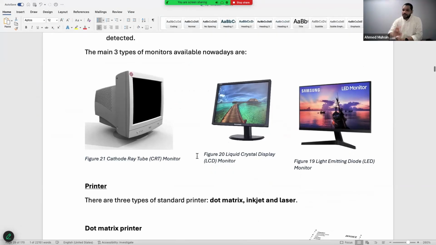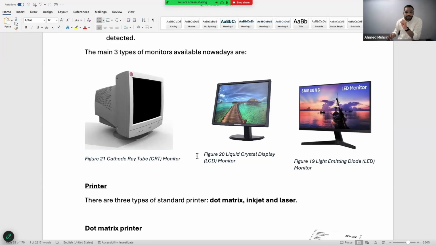Can you look at the three types of monitors over here? The first type, we are no longer using. It is extremely bulky, consumes a lot of electricity, and takes up a lot of desk space, which is why we no longer use it. But the remaining two we are still using. LED stands for light emitting diode. And LCD stands for liquid crystal display.